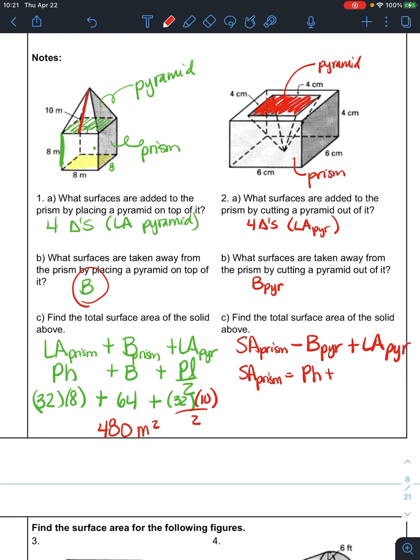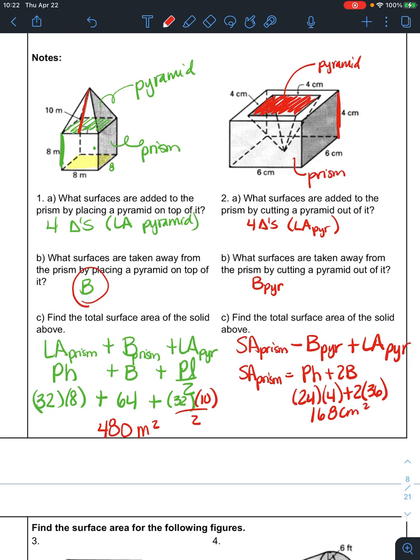So let's just think about this, the surface area of the prism. Well, that's Ph plus 2B. So the perimeter of the prism would be 6, 6, 6, and 6, so that's 24. The height of the prism is 4. And then plus 2 times the area of the base. The base is a square, 6 times 6, so that's 36. So the surface area of the prism, 24 times 4, and 2 times 36. So my prism, that's 168 centimeters squared. That's for the whole prism with no hole.